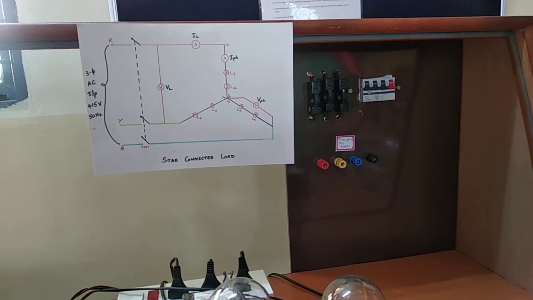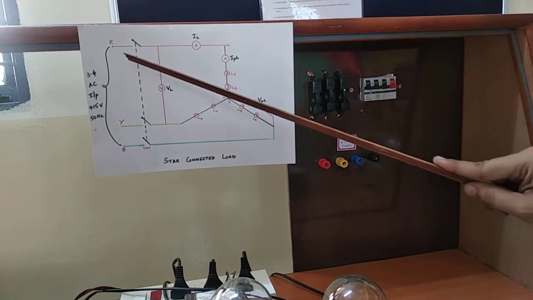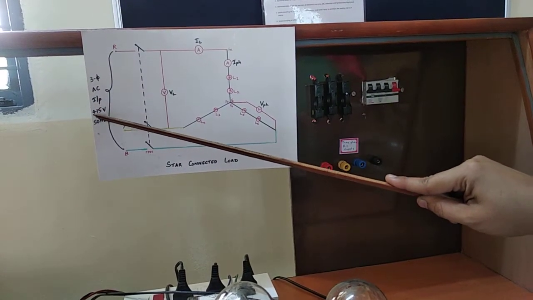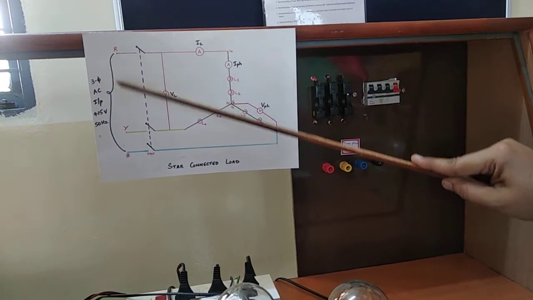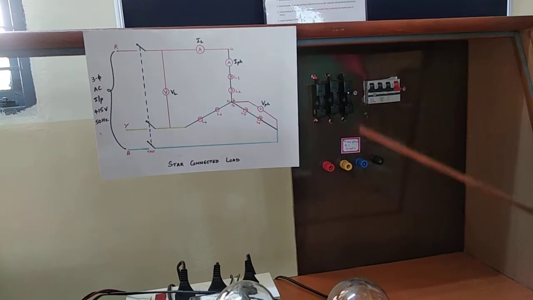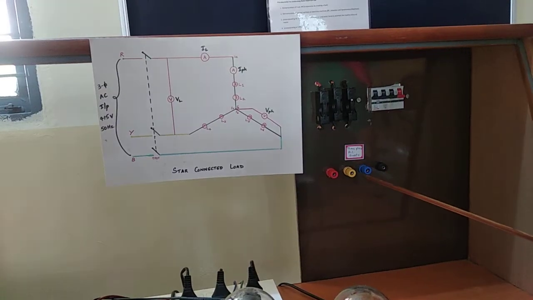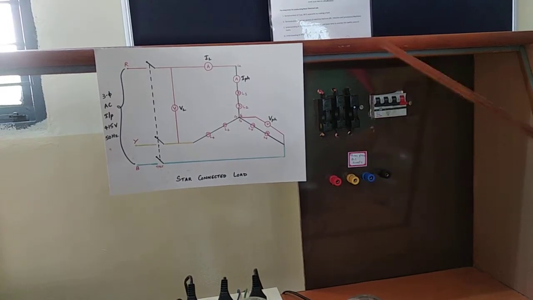Now let us learn how to conduct the experiment practically. As seen in the circuit diagram, the input is a 3-phase AC input supply with 415 volts, 50 hertz frequency. So these are the 3 terminals R, Y and B. The terminals are indicated as R, Y and B. The color difference is indicated for the ease of our understanding.